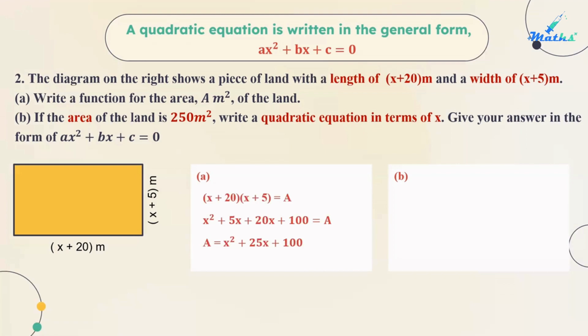Question B. If the area of the land is 250 m squared, write a quadratic equation in terms of x. Give your answer in the form of ax squared plus bx plus c equal to 0. So x squared plus 25x plus 100 equal to 250. And we need to simplify into general form. So the final answer will be x squared plus 25x minus 150 equal to 0.